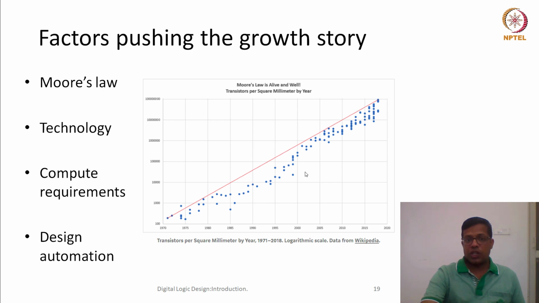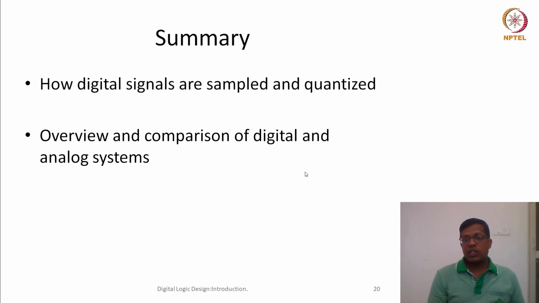With this I would summarize the lecture. In today's lecture we have understood how we sample signals and how we quantize them, or how we actually get digital signals from analog signals. We have also seen the overview of analog and digital systems, their input output comparison, and why digital systems are more robust than analog counterparts.